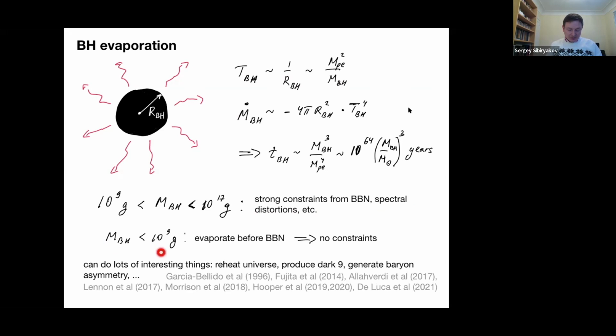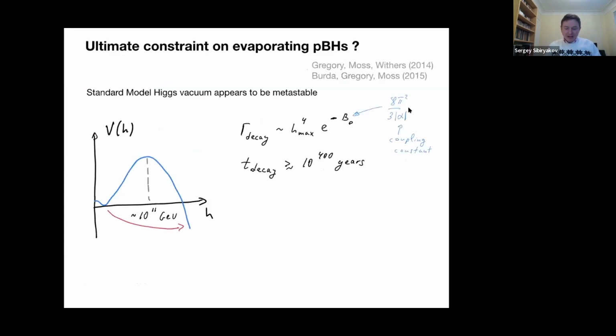These black holes, which evaporate very early, have been considered in the literature, and recently there was a wave of interest in them. They can produce a lot of interesting things in cosmology, producing heavy dark matter, catalyzing baryon asymmetry, and so on and so on. But the question is, is it true that there are no constraints on this type of black holes? This statement was questioned in the works by Ruth Gregory, Ian Moss, and collaborators.